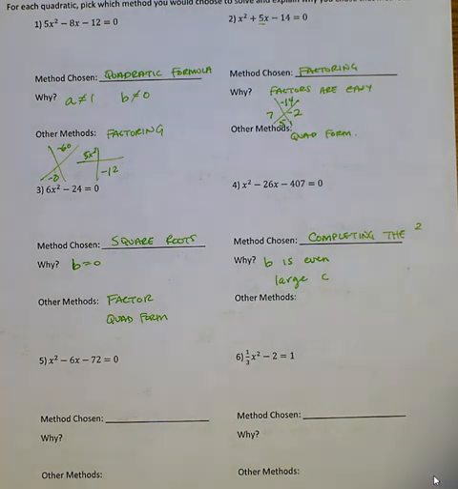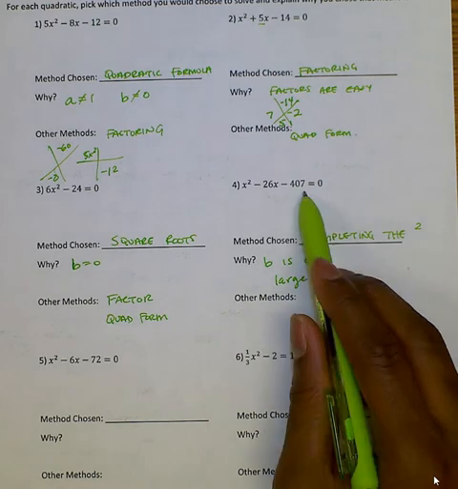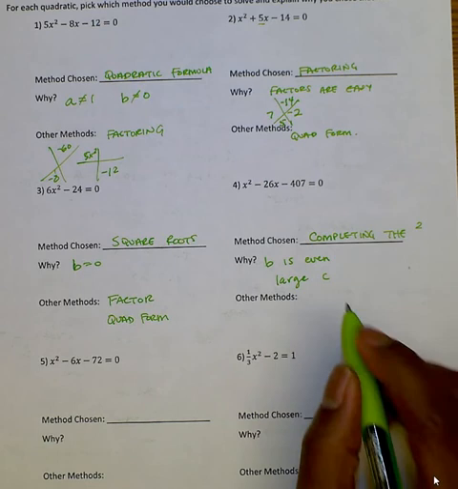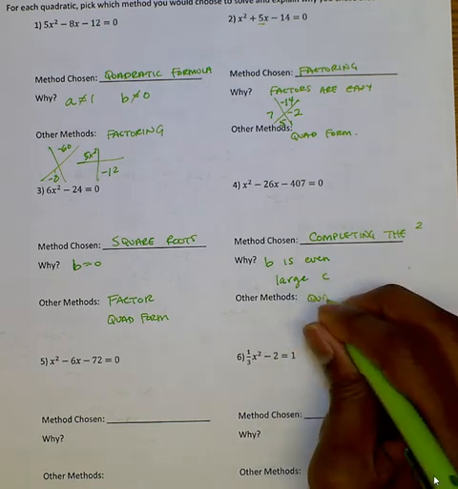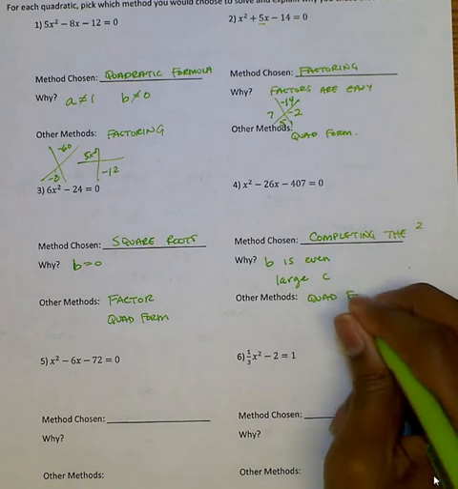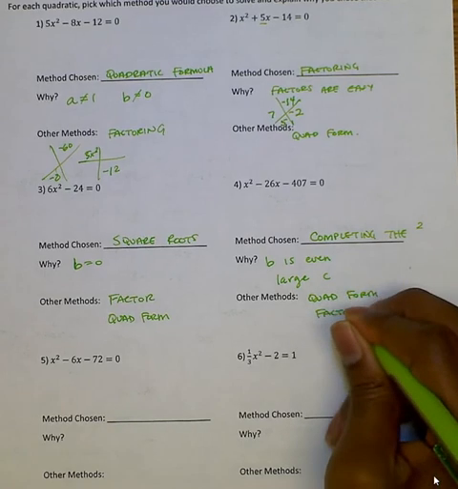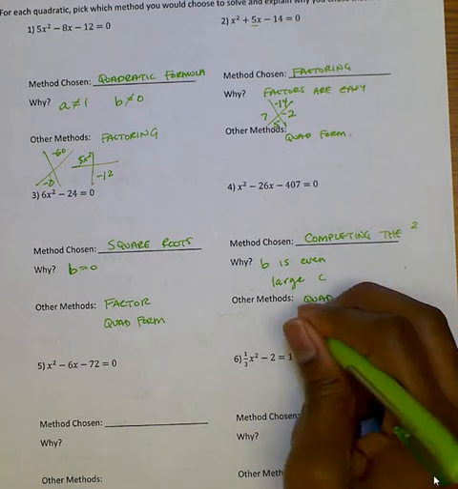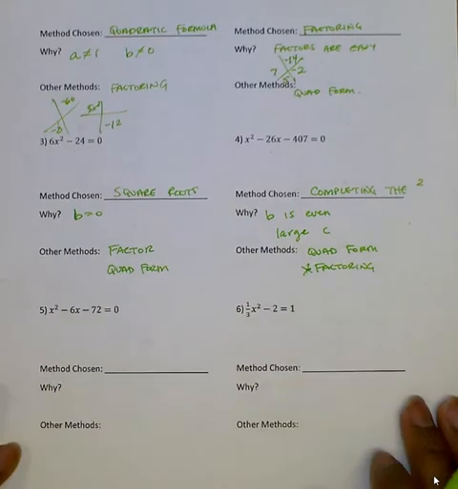Other method that you could use, I would say that factoring isn't something that you want to use here. Trying to find two numbers that multiply to give you 407, there's a possibility that there's a lot of options there. So I would say quadratic formula. Now again, I wouldn't do factoring because the number's big, but if you can find those two numbers pretty quickly, you could do factoring.